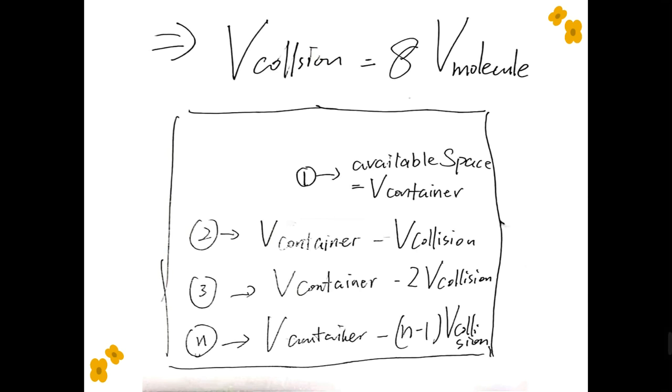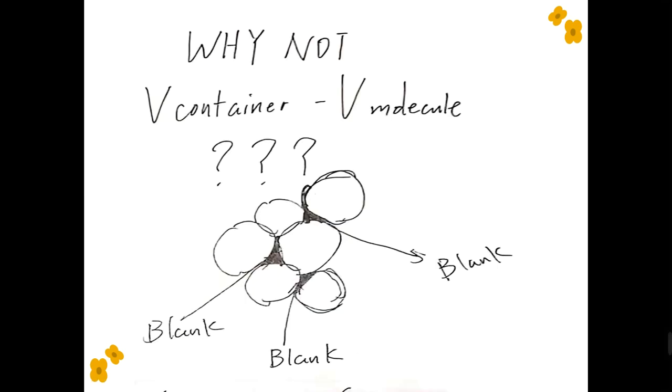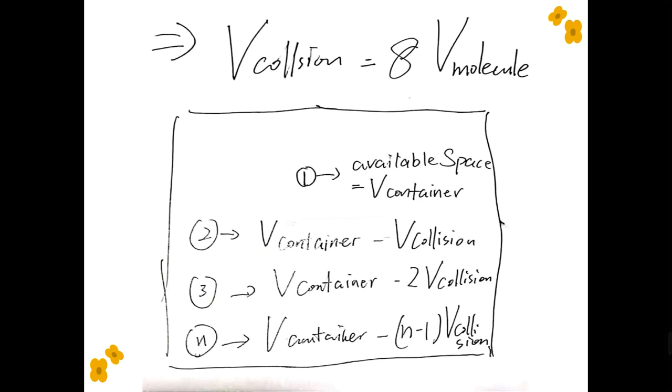They never stop the motion. So when a new molecule wants to enter the closed container, it must consider the collision with other molecules. So the second molecule's available space is V container minus V collision. The third is V container minus 2 V collision, because it needs to consider the collision with the other two. So the nth molecule is V container minus (n minus 1) V collision.